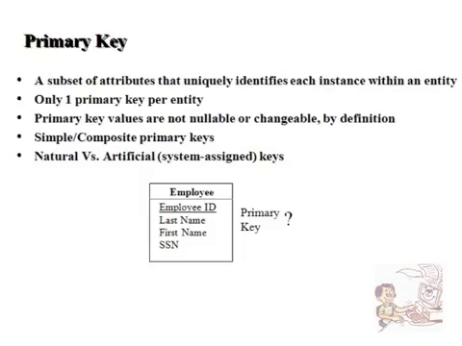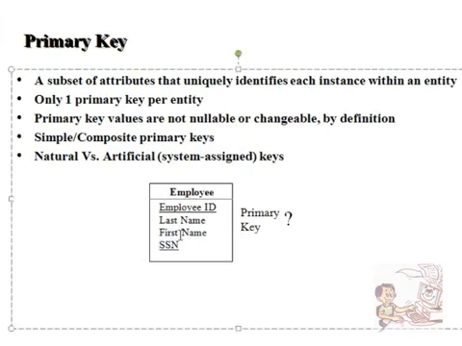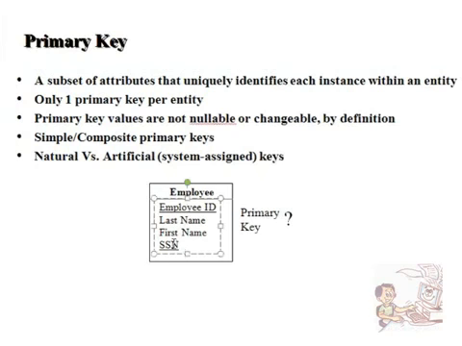Suppose you also have a primary key on SSN, so your primary key is a combination of your employee ID and SSN. Then it becomes your composite primary key. This employee ID and SSN combination should be unique. Then only will both of these attributes become your primary key there. So that's the composite primary key and simple primary key.